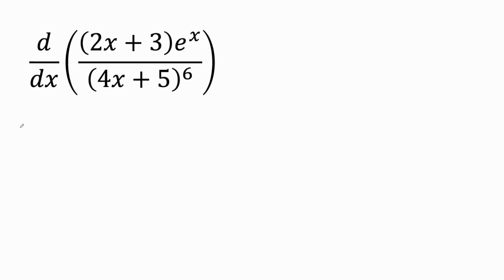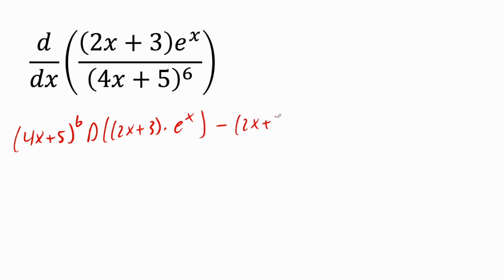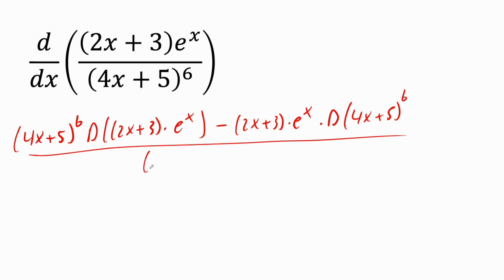So low is our denominator. So we have (4x + 5), close it, raise it to 6, d high, derivative of our numerator. I'm going to say d, parentheses, we have (2x + 3) times e raised to x, close it, minus high, our numerator, so (2x + 3) times e raised to x, d low, so now we take the derivative of our denominator, (4x + 5) raised to 6, and then square of what's below, so we take our denominator and we square it, so we're going to get (4x + 5), and when we square it, this 6 is going to be 6 times 2, which is 12.